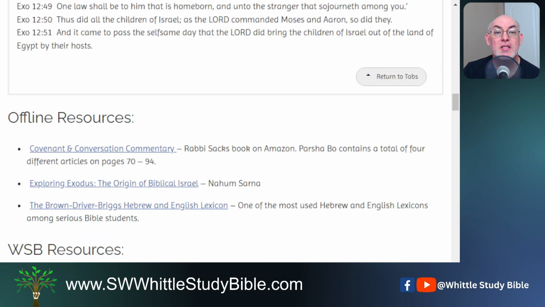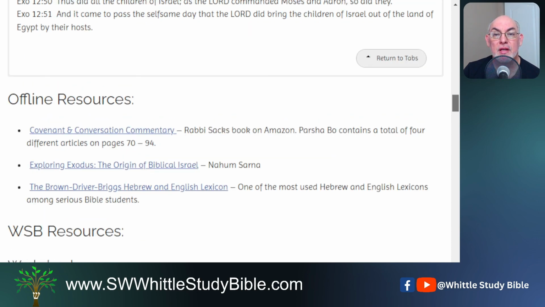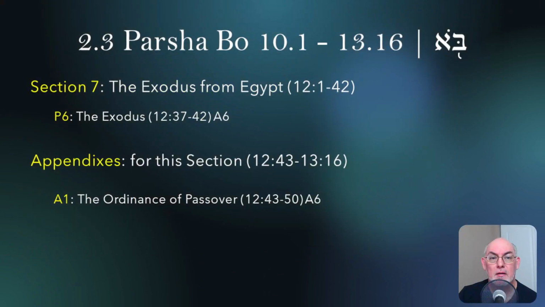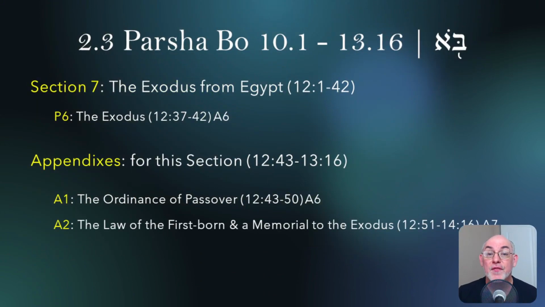And it says, "Thus did all the children of Israel as the Lord commanded Moses and Aaron." So they did. That's the end of the first appendix. Now, our second appendix is the law of the firstborn. So we go from this ordinance of Passover to talking about the redemption of the firstborn, and then we are talking about a memorial of the Exodus.